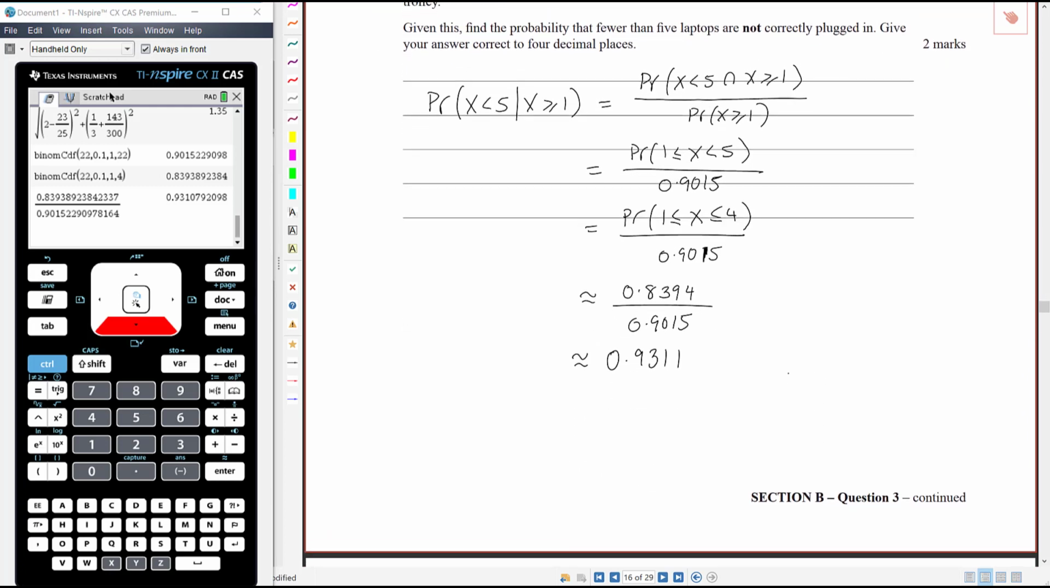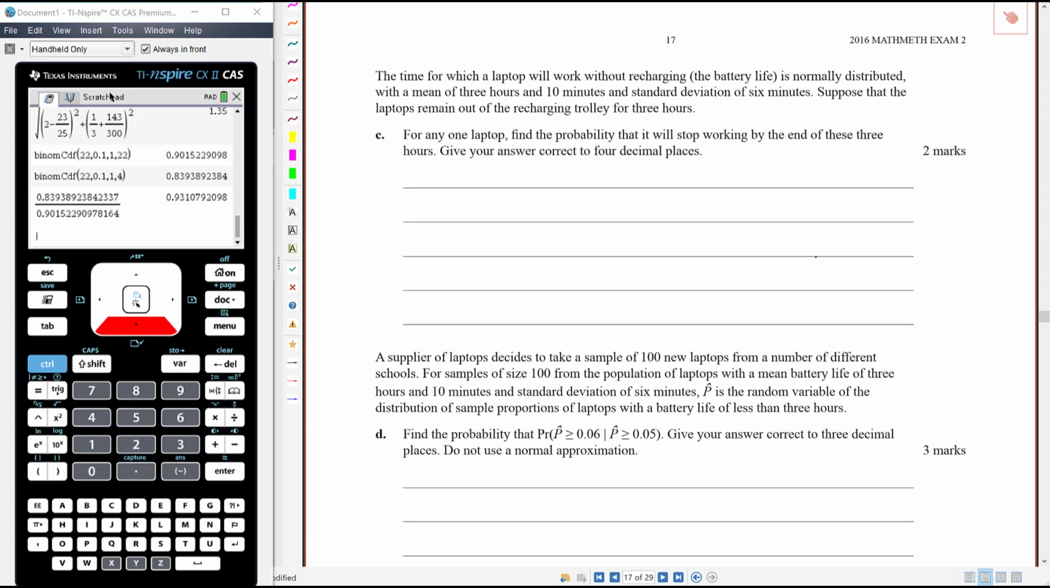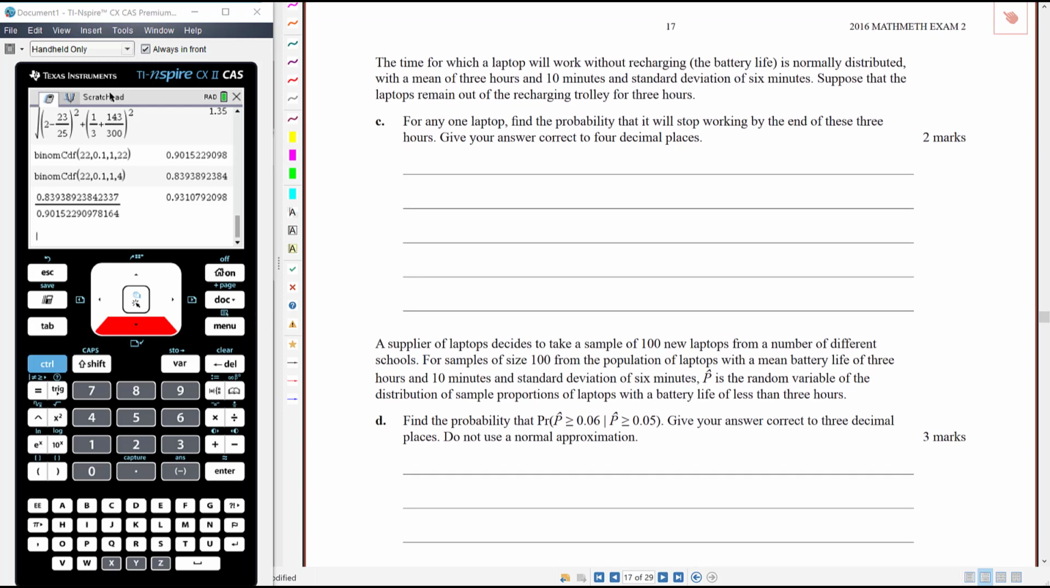Okay, the time for which a laptop will work without recharging, so the battery life, is normally distributed with a mean of 3 hours and 10 minutes and a standard deviation of 6 minutes. Suppose that the laptops remain out of the charging trolley for 3 hours. For any one laptop, find the probability that it will stop working by the end of these 3 hours. Give your answer correct to 4 decimal places.